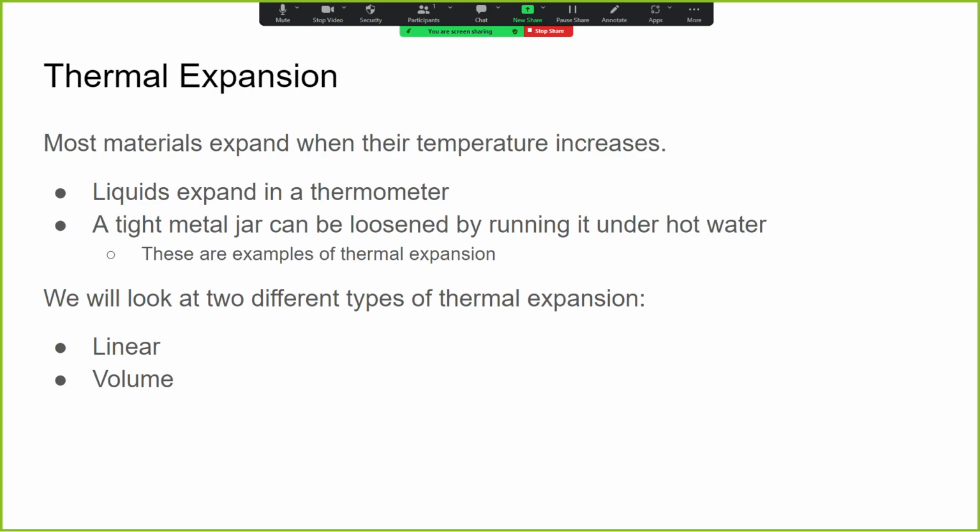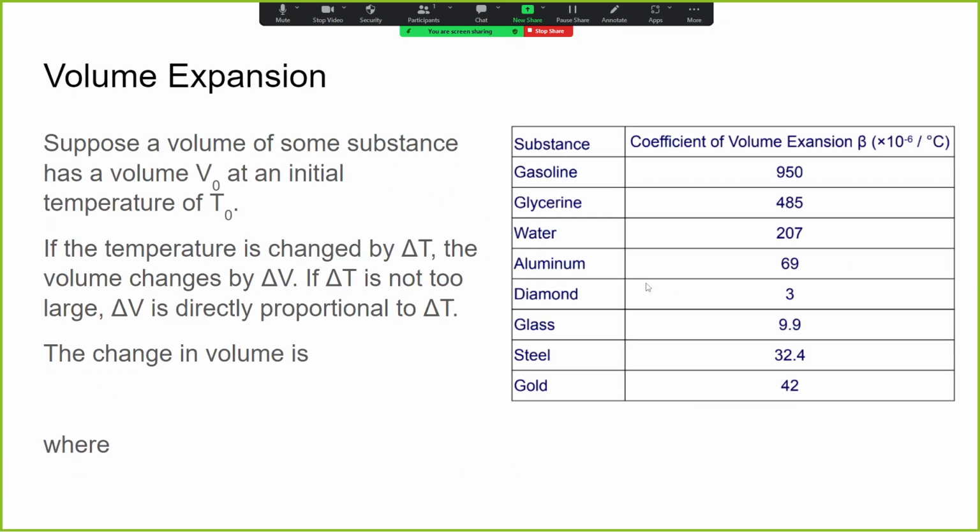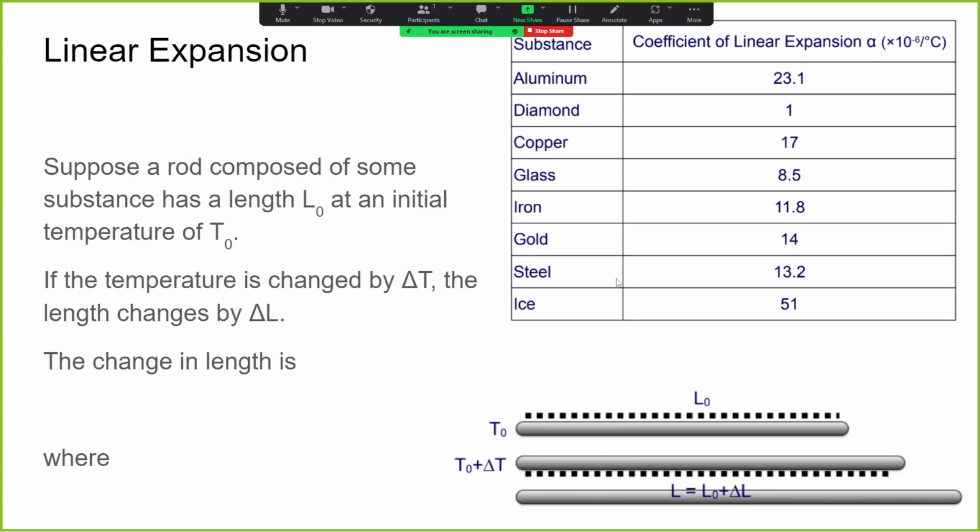So we'll talk about two types of thermal expansion. Once again, these are not heavily tested anymore, so I would not be too worried about them, but like I said, I think they're kind of interesting to learn about because there are a lot of actual applicable examples. So suppose a rod composed of some substance has initial length L naught at initial temperature of T naught. If the temperature is changed by delta T, the length is going to change by delta L.